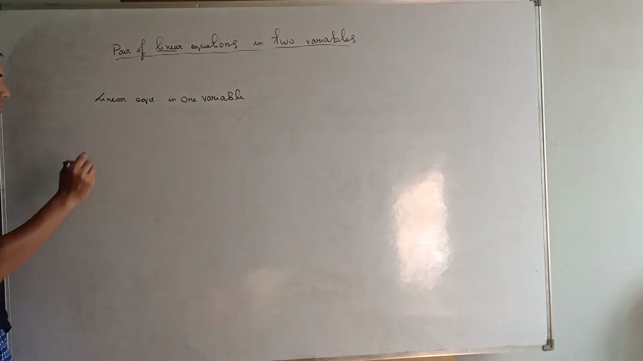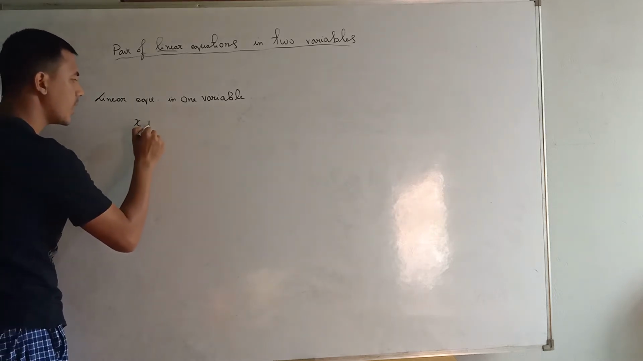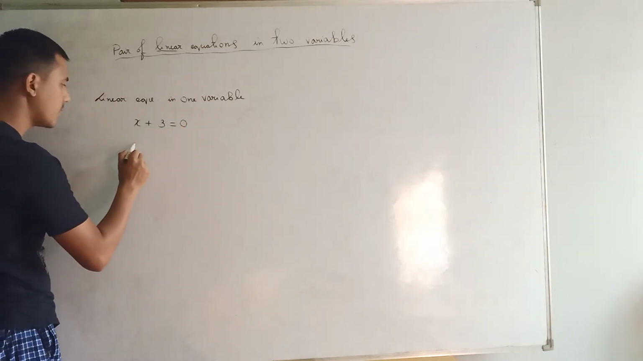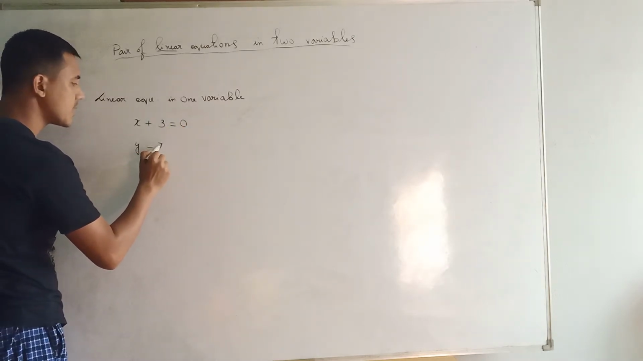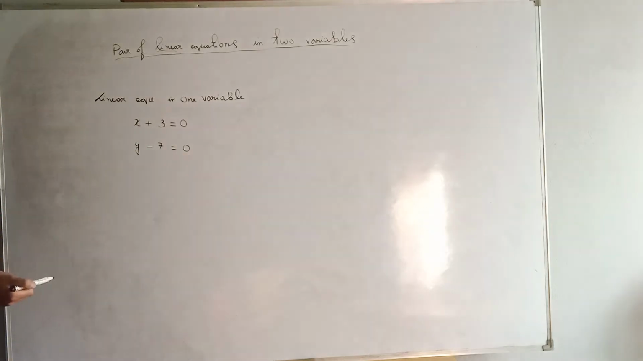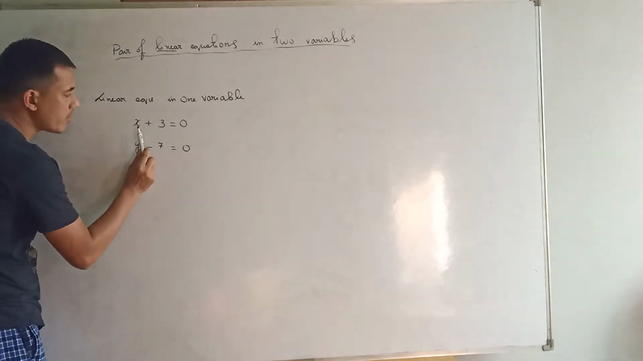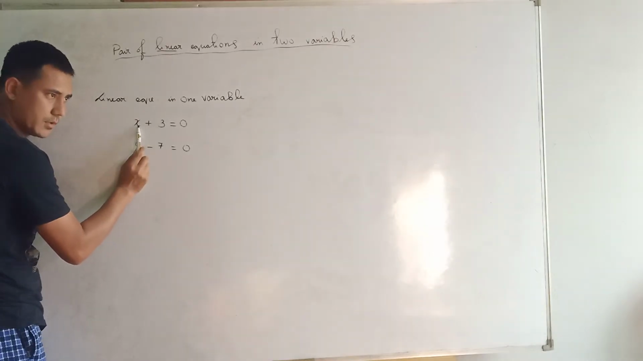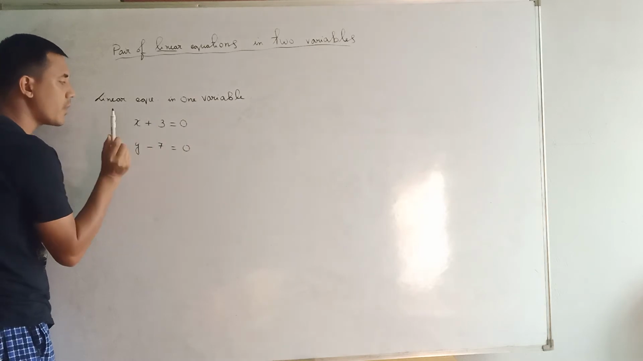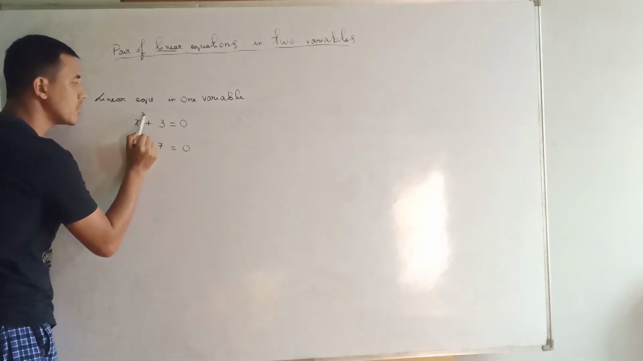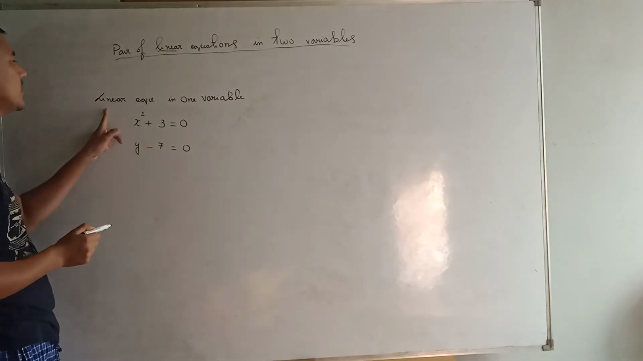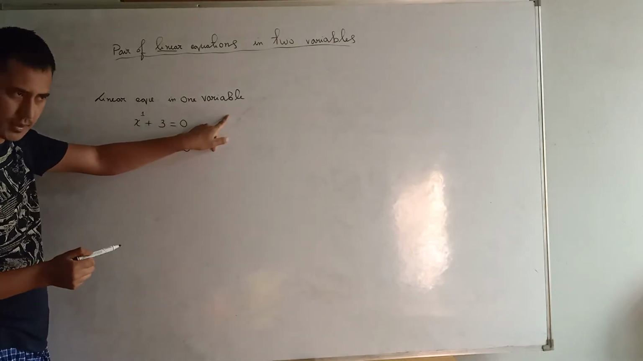So an equation of the type x plus 3 is equal to 0, y minus 7 is equal to 0. An equation of this type, see? In this equation we have only one unknown, that is x, so one variable. And the highest power of this variable is 1, so linear. So this type of equation will be called a linear equation in one variable.